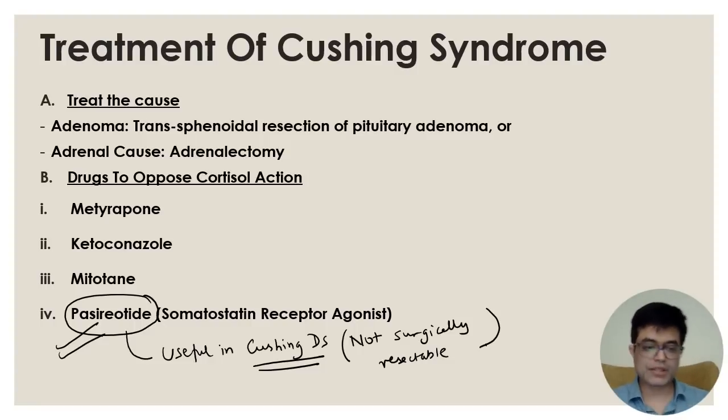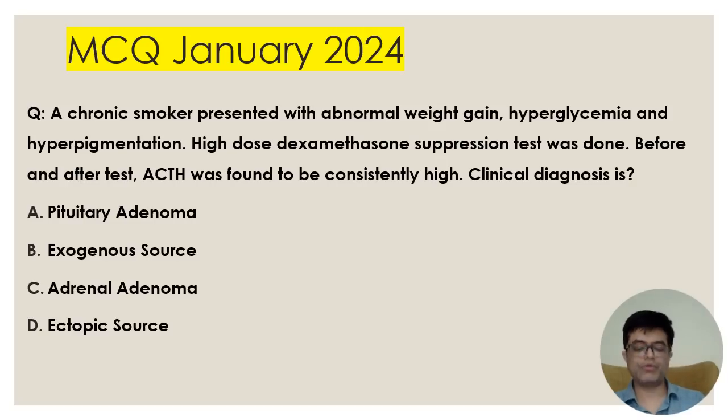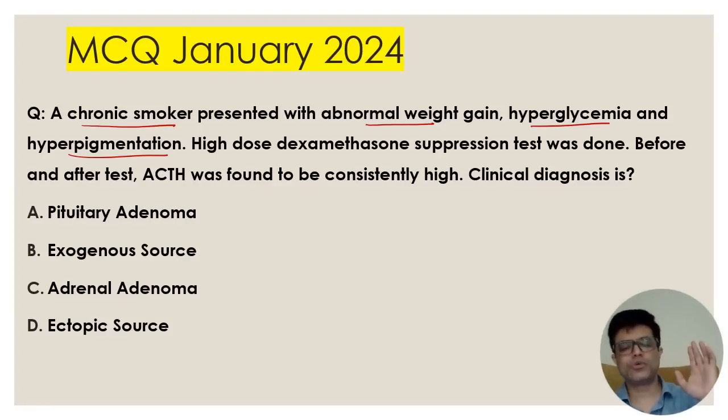Now, how are questions asked? Have a look at MCQ January 24. Chronic smoker presented with abnormal weight gain. It was one of the tough questions asked in January 24 FMG exam. Chronic smoker presented with abnormal weight gain, hyperglycemia, hyperpigmentation. See, if there is a smoker or there is a tumor, normally there should be weight loss happening. If weight gain is happening, that indicates likely Cushing syndrome, some metabolism is getting slow. So abnormal weight gain, hyperglycemia, hyperpigmentation pointing towards Cushing syndrome.